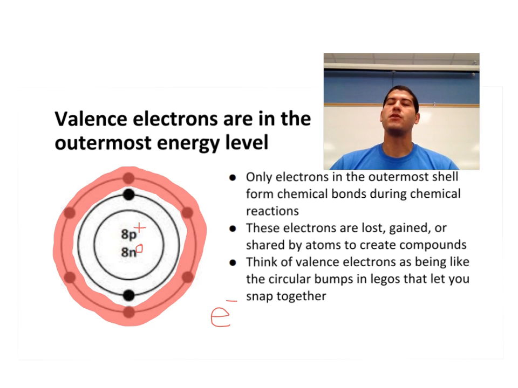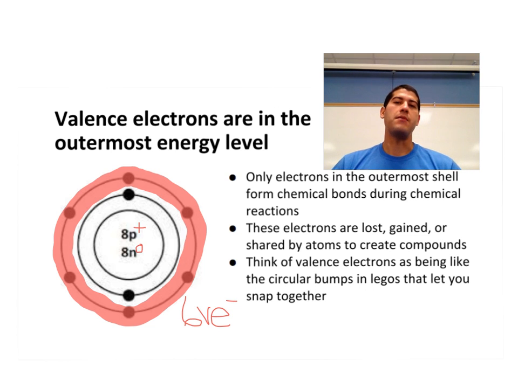These 6 electrons are the only thing responsible for oxygen's chemical reactivity. In other words, they're the only electrons that do anything in chemical reactions. These 2 first electrons, the ones in the first energy level, and the protons and neutrons in the nucleus, don't have anything to do with reactivity.